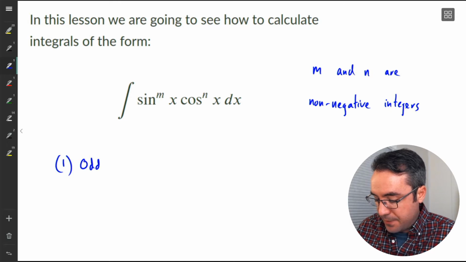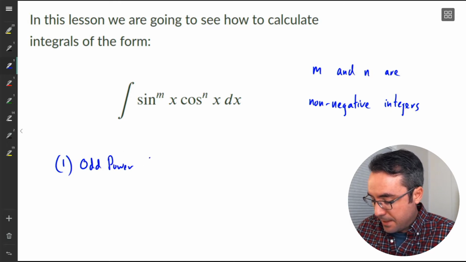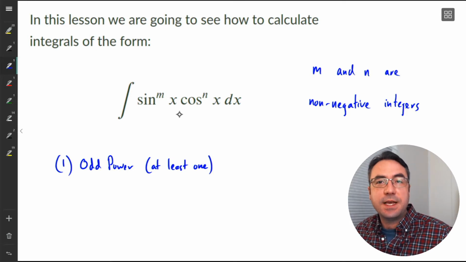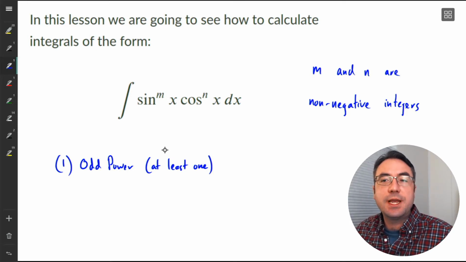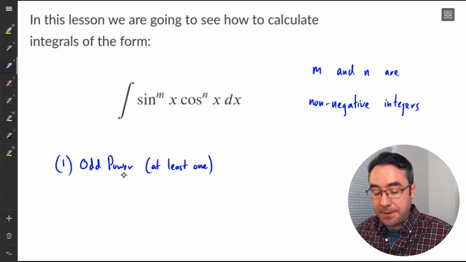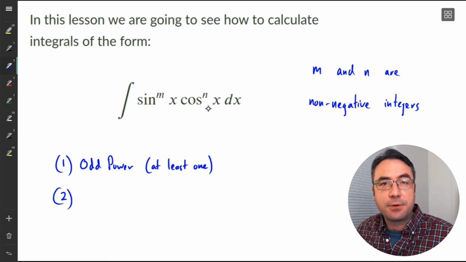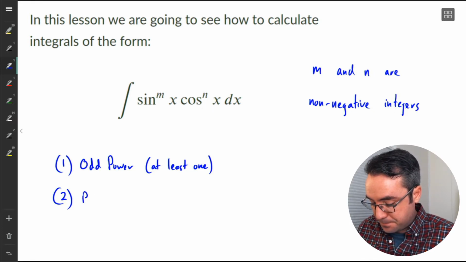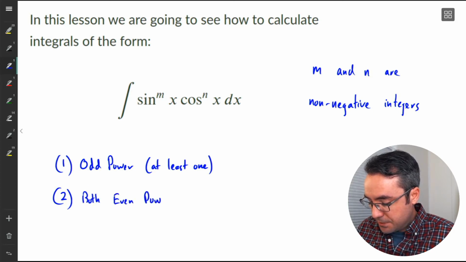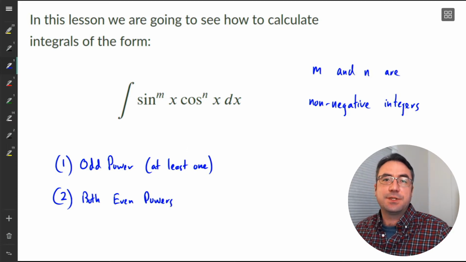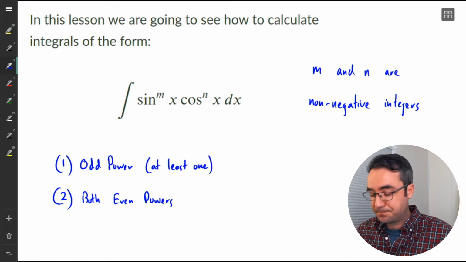So we have an odd power, and at least one. Maybe both of them have an odd exponent. But if we have at least one of those as an odd exponent, we're in good shape and we'll be able to use the strategy we're going to look at today. The other scenario is if both of those exponents, both of those powers, are even. If both of them have even powers, then we're going to have to use a different strategy, and we'll look at that next time.